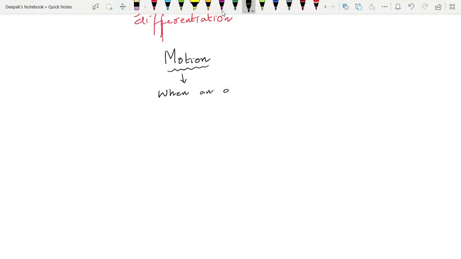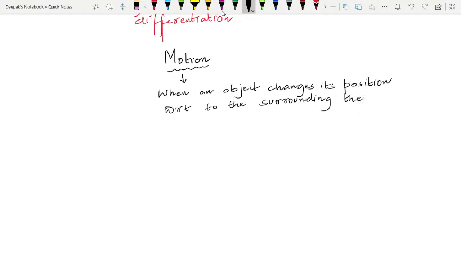Motion is when an object changes its position with respect to the surrounding, then we say that the object is in motion. Okay, when an object changes its position with respect to its surrounding, then we say that the object is in motion, right?